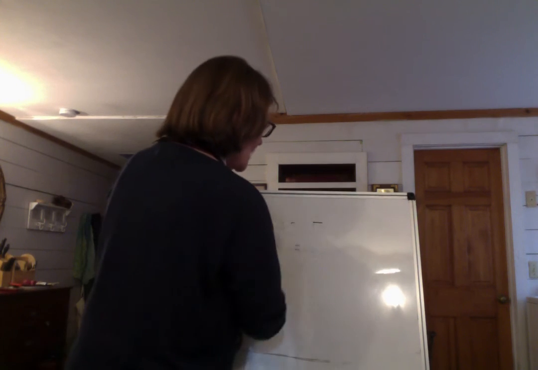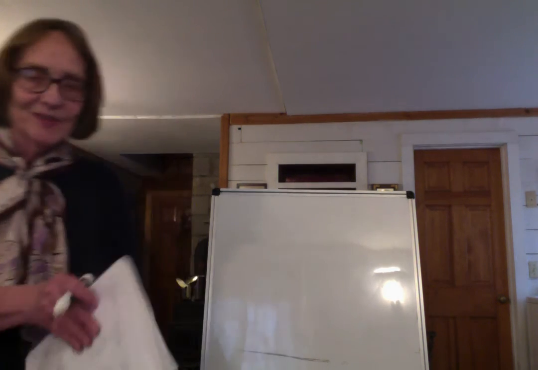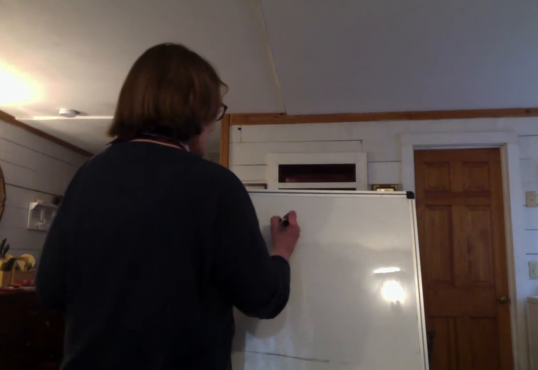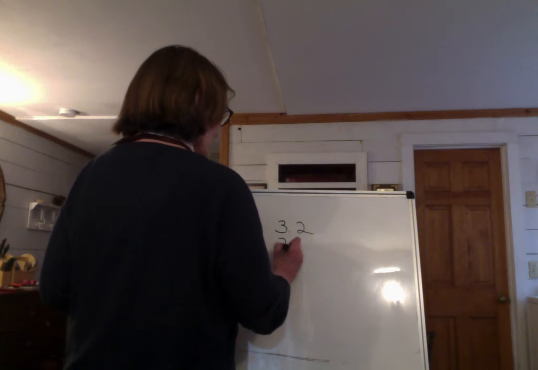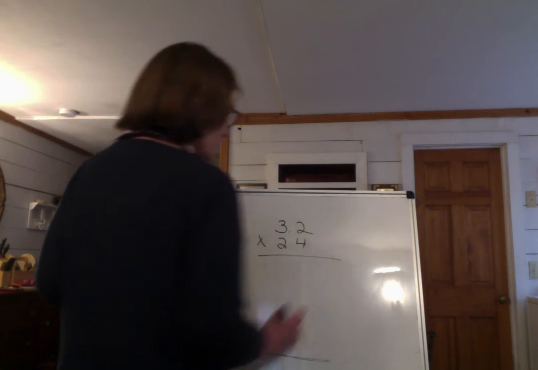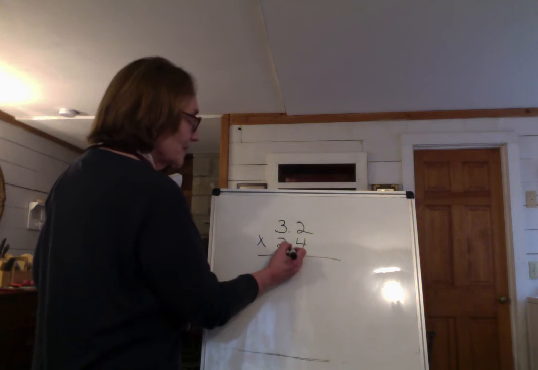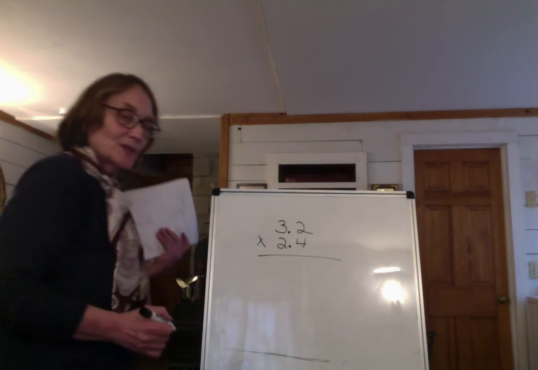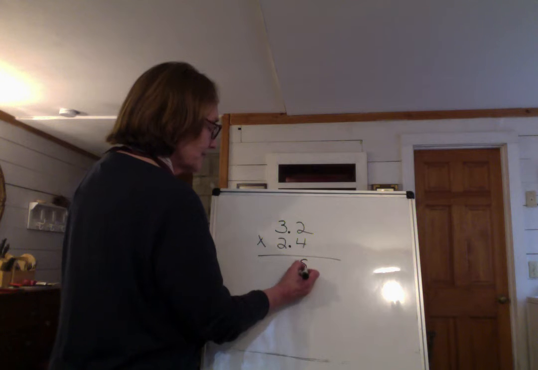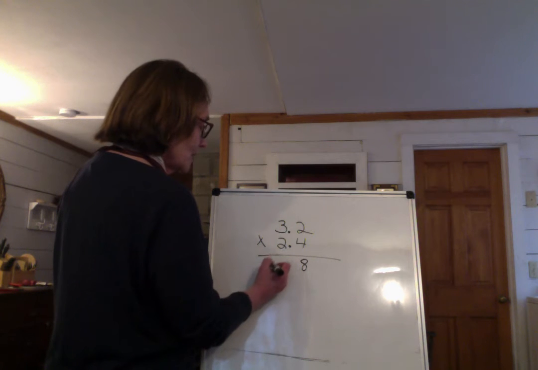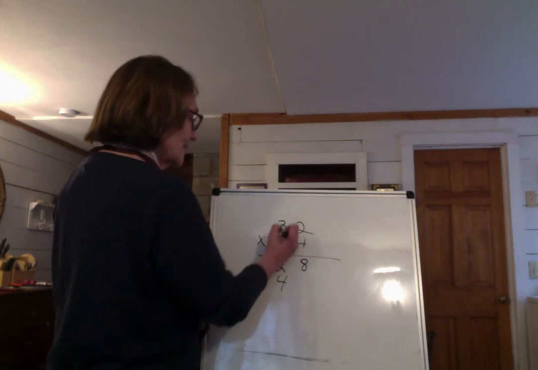For those of you who are moving on to multiplication and division, I have some examples for you. 3 2/10 times 2 4/10. I have my larger number on top. I have my decimal points lined up. Make them big so you can see them. Let's multiply together. 4 times 2 is 8. 4 times 3 is 12. 2 times 2 is 4. 2 times 3 is 6.